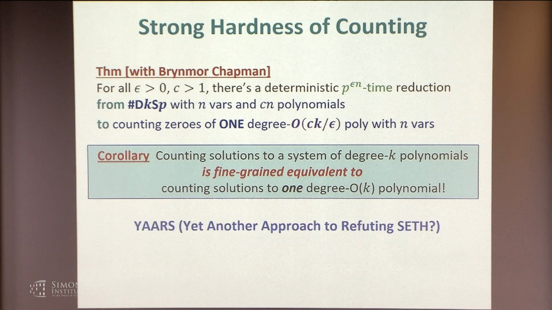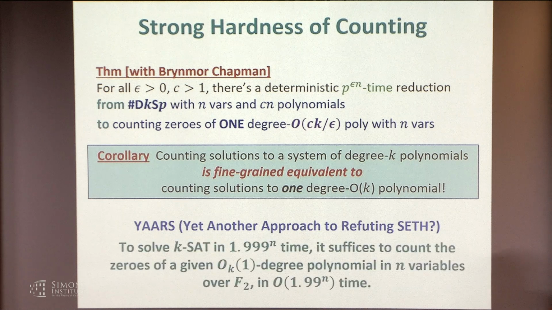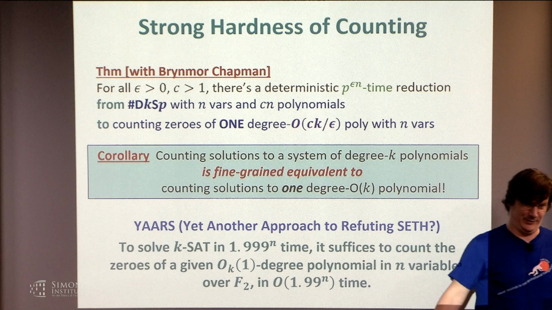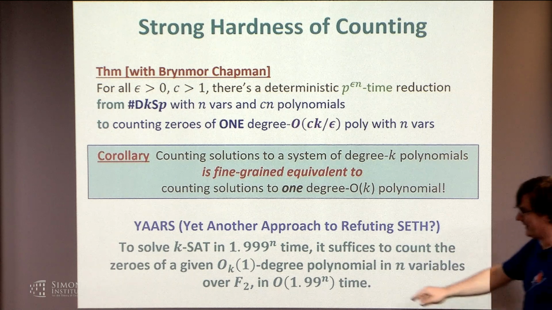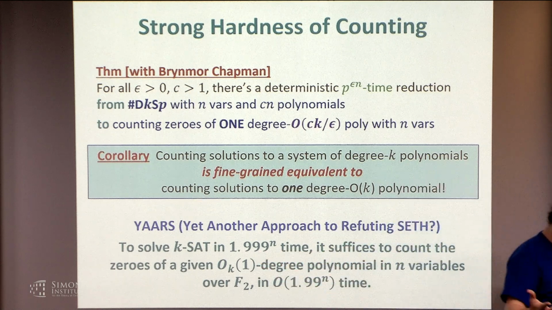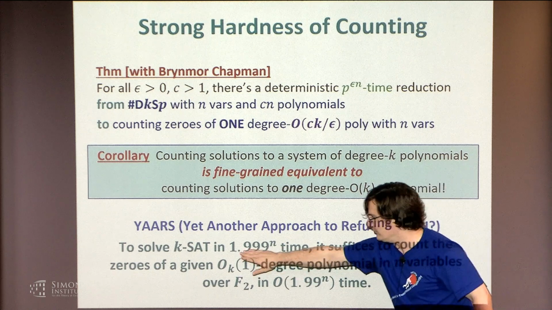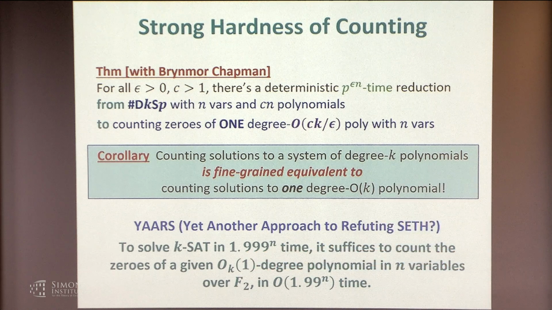But you can think of it as YARS, yet another approach to refuting the strong exponential time hypothesis. The idea is that the k-sat problem is believed to require essentially 2 to the n time. You cannot improve on the base of the exponent, even by any particular constant. This is a hypothesis, the strong exponential time hypothesis. So as k increases, it gets harder and harder, and for any string of 9s, you can't solve it faster.